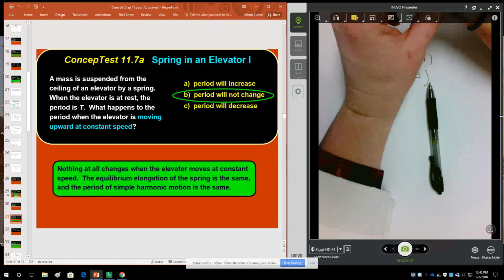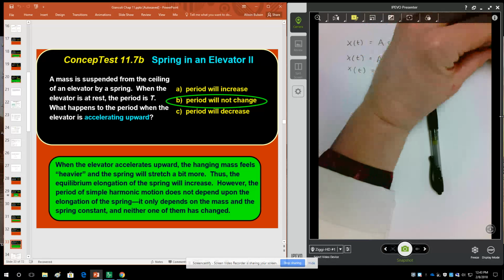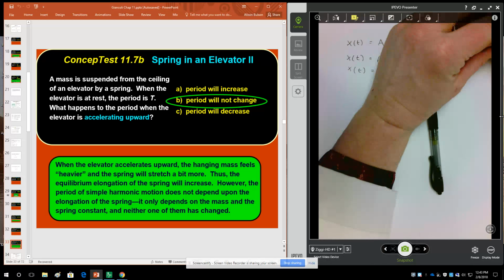What about if a mass is suspended from the ceiling of an elevator by a spring and the elevator is accelerating upward? What will happen to the period in that case? Unsurprisingly, the period will not change. When the elevator accelerates upward, the hanging mass feels heavier and the spring stretches a bit more to account for that. So the equilibrium elongation of the spring, that equilibrium position, will increase. However, and surprisingly, the period of simple harmonic motion does not depend on the elongation of the spring. It only depends on the mass and the spring constant, and neither of those things have changed.